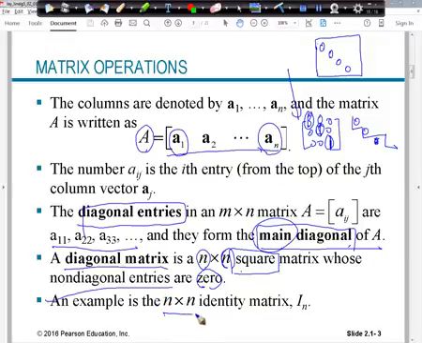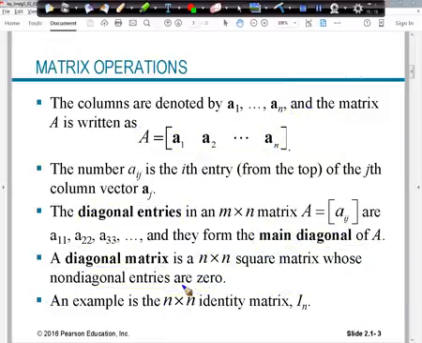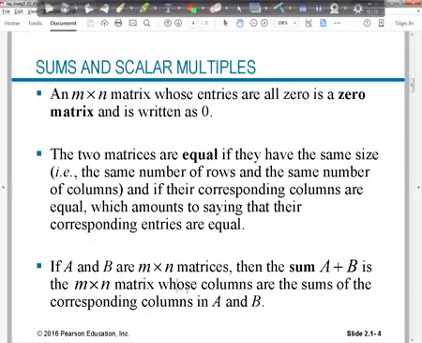And then the n by n identity matrix is like 1, 1, 1 along the diagonal. So this is one example of an identity matrix, which is I3, because it's a 3-dimensional, or 3 by 3, matrix. And just like a zero vector, we can define a zero matrix where all the entries are 0.